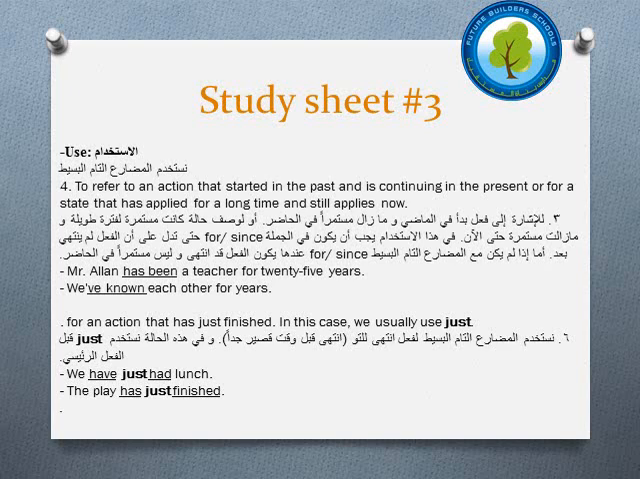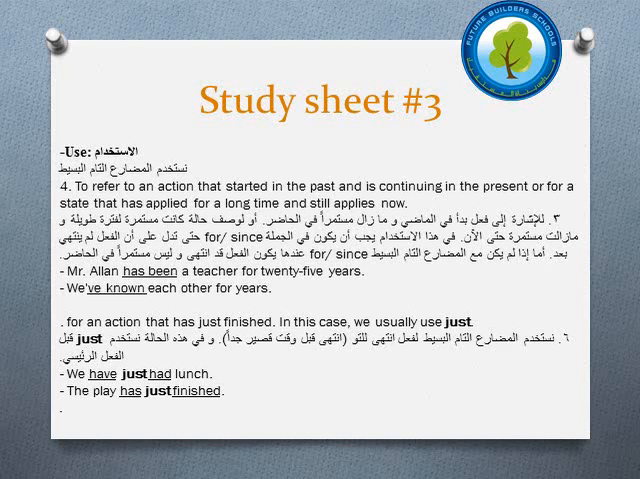مثال Mr. Allen has been a teacher for 25 years. السيد آلان كان معلم ل25 سنة. This means he is still teaching. معناها أنه لا يزال معلم. هو بدأ بالتعليم قبل 25 سنة ولكنه لم ينتهي بعد من التدريس أو من التعليم. هو ما زال معلما. We've known each other for years. نحن نعرف بعضنا البعض منذ سنوات. This means we still know each other. ولا زلنا نعرف بعضنا البعض.